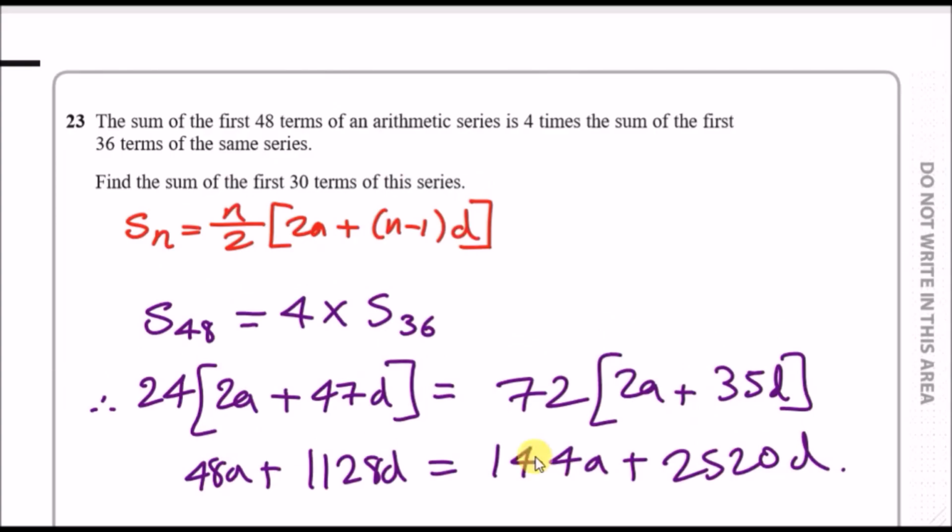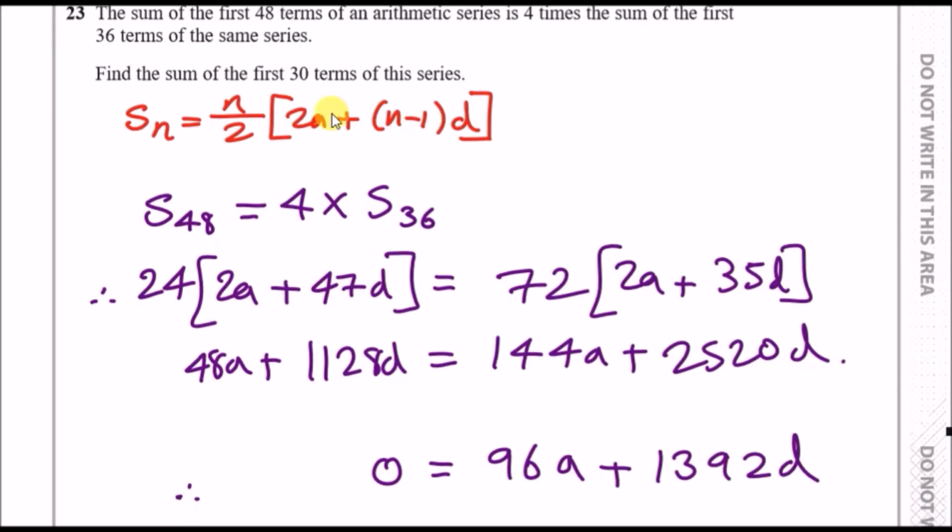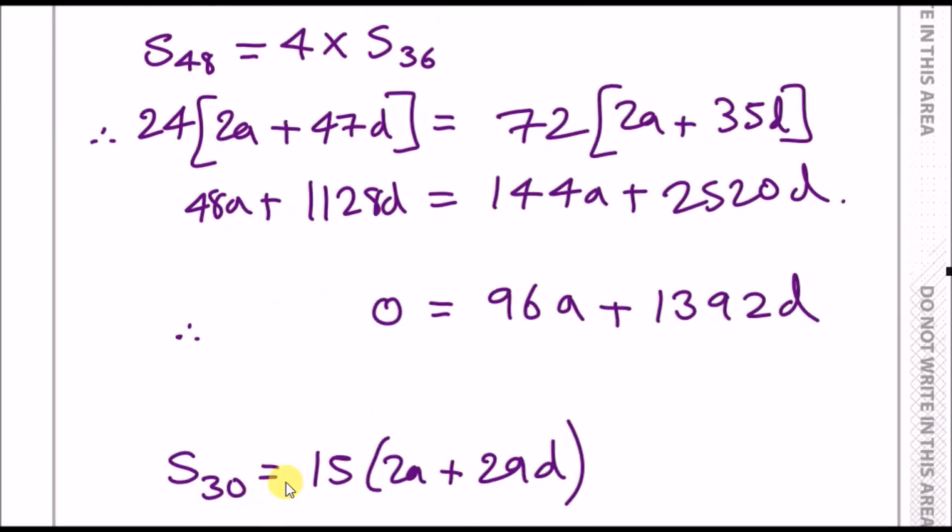Alright, so at this step you're probably thinking, what should I do next? Okay, well, first things first, let's go ahead and collect like terms here. Let's subtract these two across, and doing so I already did it, and I got 0 equals 96a plus so on. Okay, so that's fine. However, that's not it. I thought, okay, let me just find an expression for the sum of the first 30 terms. And doing so, I got this.